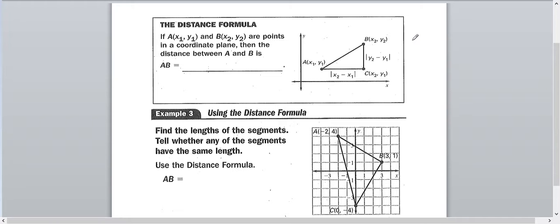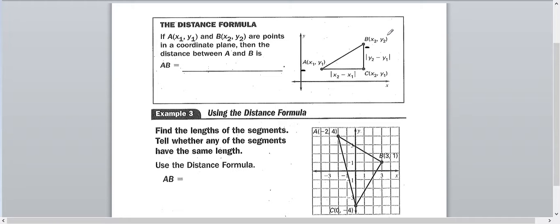So the distance formula is a formula that can be used to find the distance between any 2 points that's on a coordinate plane. So coordinate plane means we have our x and y plane. You can see this box here shows you 2 points. We have A down here and we've got B up here. And A is at x sub 1, y sub 1. B is at x sub 2, y sub 2. That's just their coordinates. It just stands for generic where they're at on the coordinate plane.